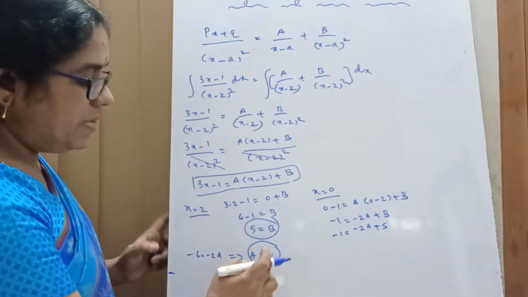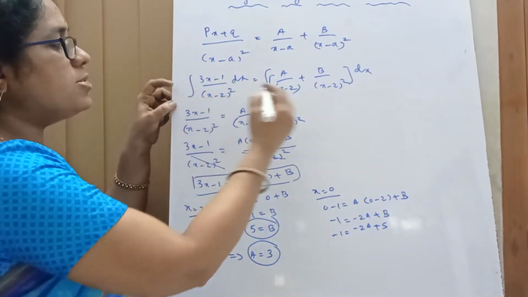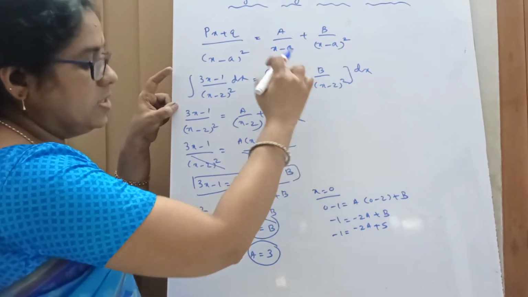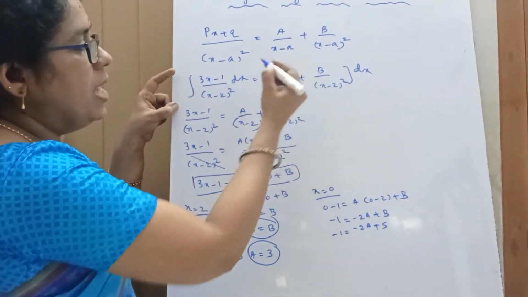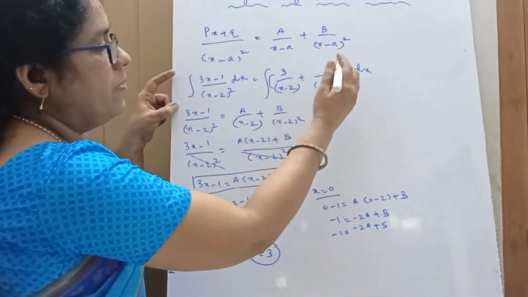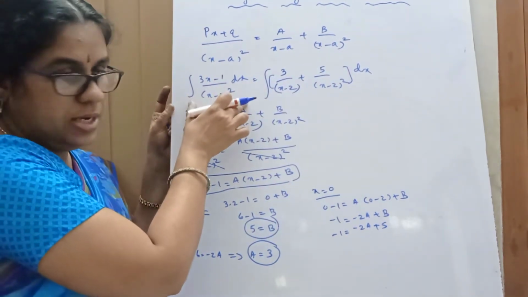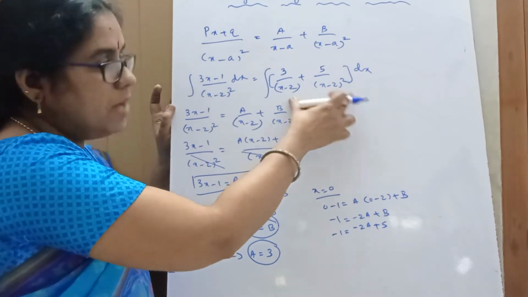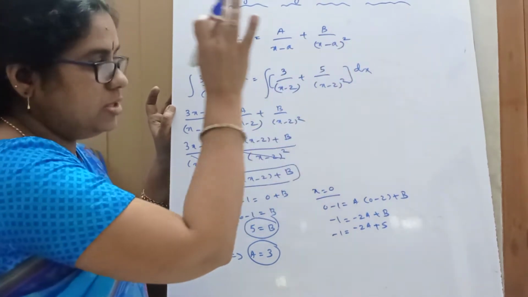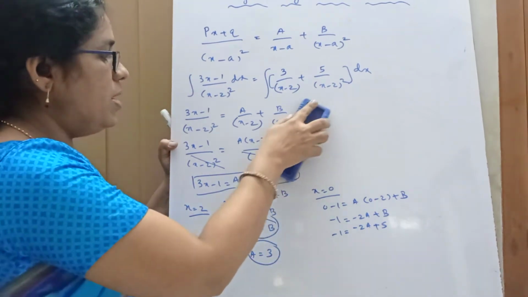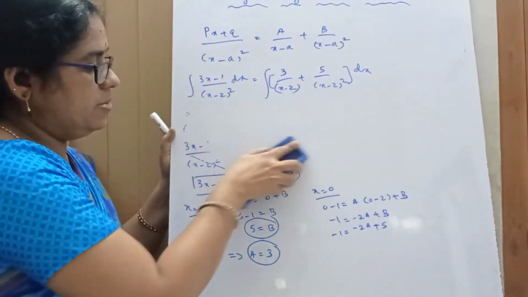After getting A and B, we have to substitute in this equation. We got A as 3 and B as 5. This is the given function and this is the partial form, and we got A and B also. We substitute them. Then the next step is to split it and integrate.